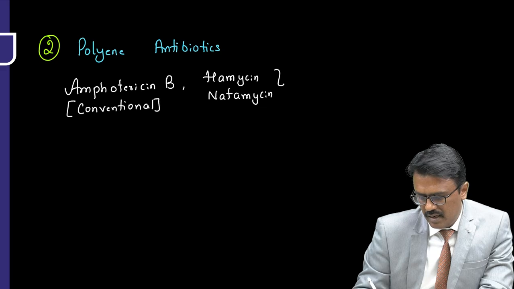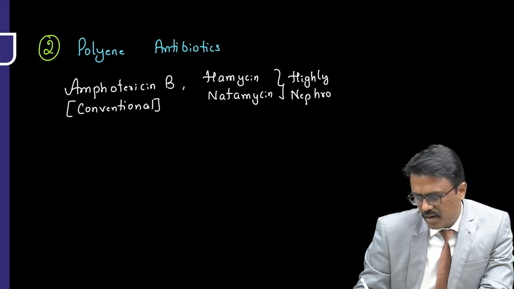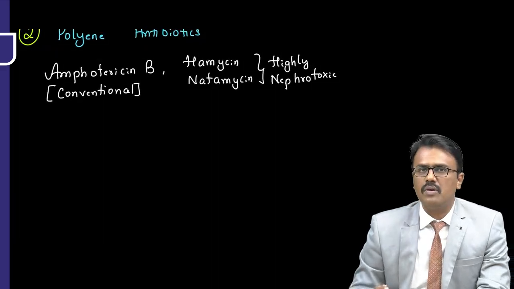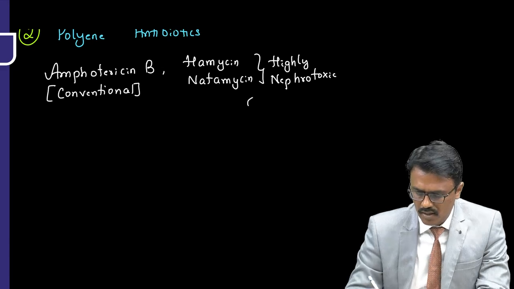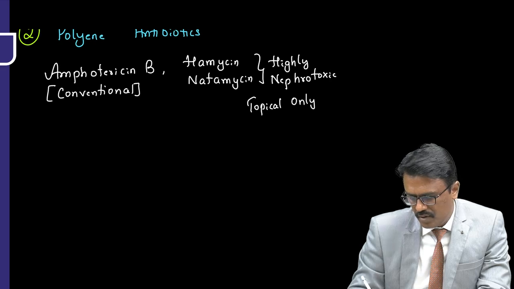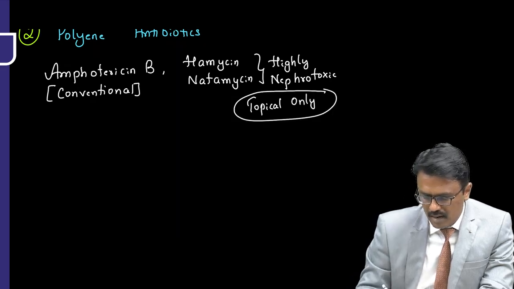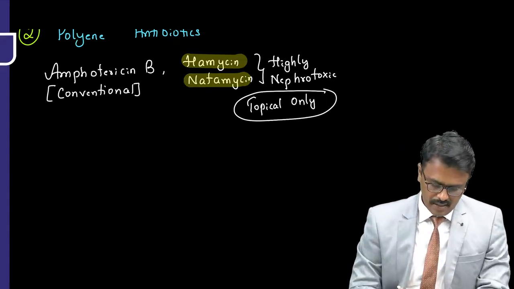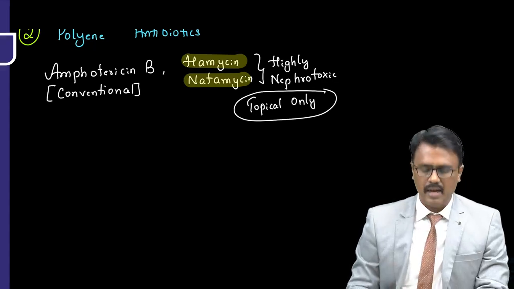These are highly toxic to the kidney, highly nephrotoxic. So if they are highly nephrotoxic, can we use them systemically? No, they are used only topically. These are approved only for topical use. The names are harmycin and natamycin. Most important thing is amphotericin B.